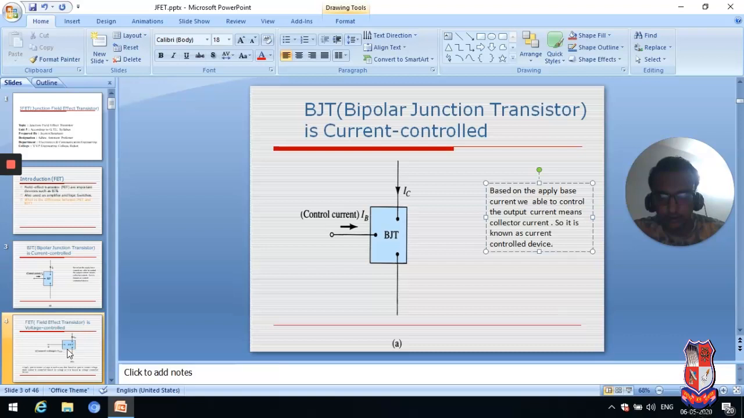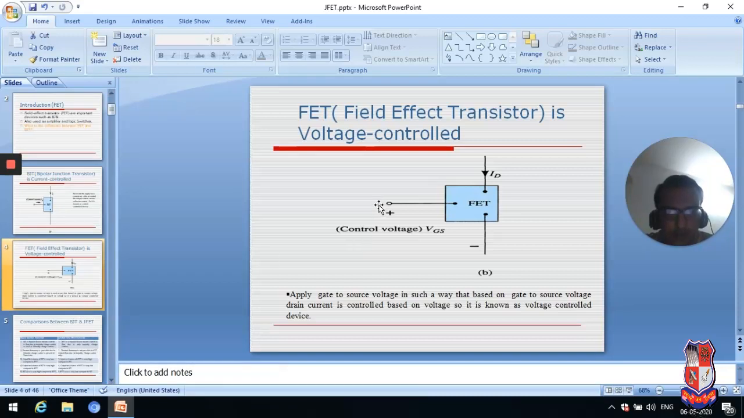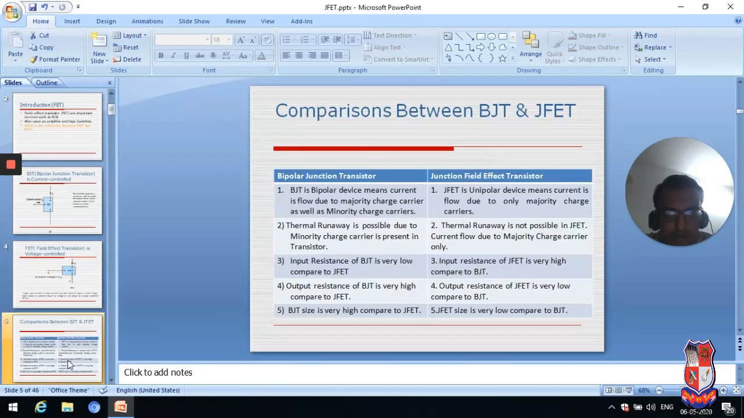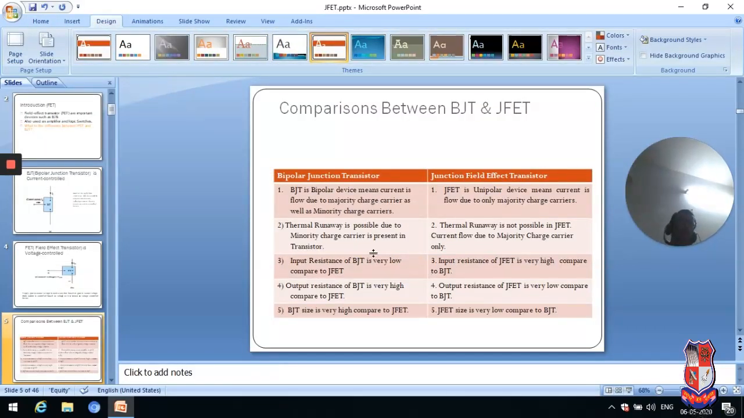And now see this, FET is known as a voltage control device. Means what? Based on the applied gate to source voltage, we will try to control the drain current. So it is known as voltage control device. So it is known as field effect transistor. Based on the applied voltage VGS, we control the drain current. It is the concept of FET, field effect transistor.